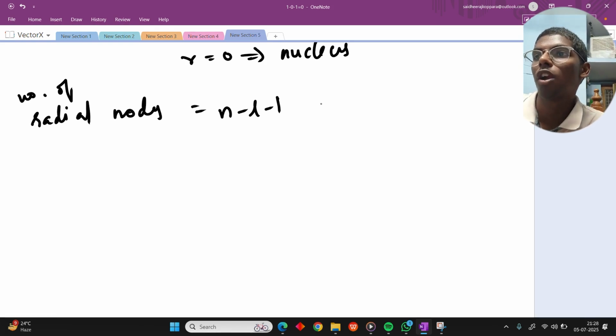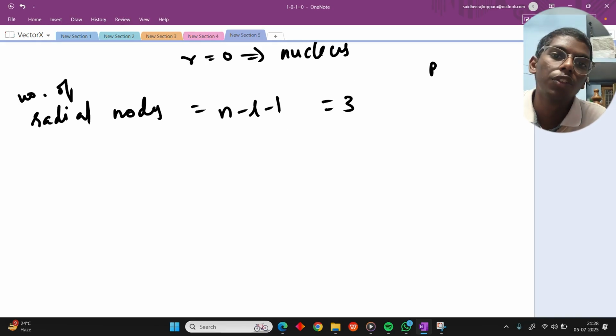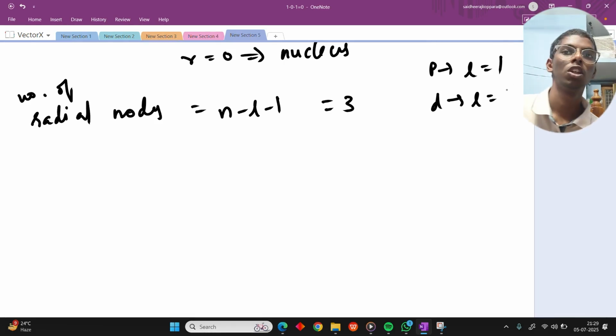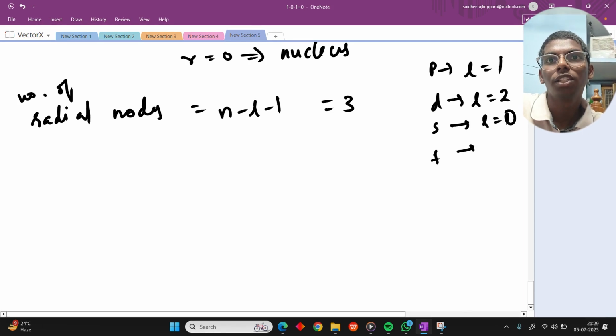And for your 44th question, the number of radial nodes is equal to n minus l minus 1, which is 3, because we found there 3 roots, actually 4 roots, but sigma equals 0 is ruled out because it represents the nucleus. So those 3 roots are sigma equals 1, sigma equals 6, and sigma equals 2. And as it's a p orbital, the l value is 1.